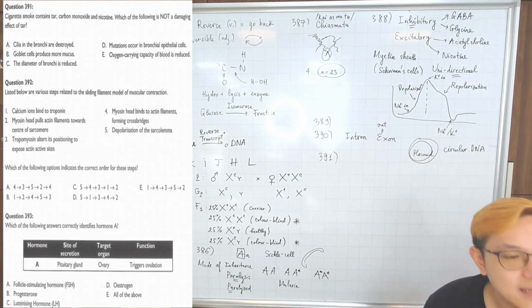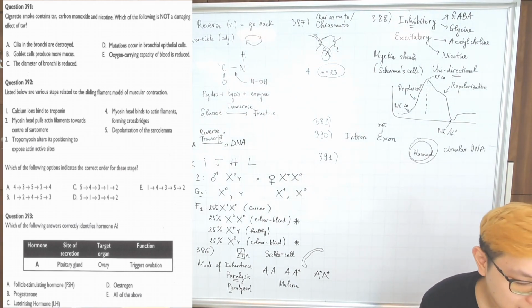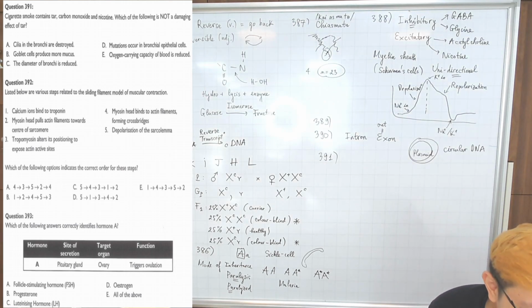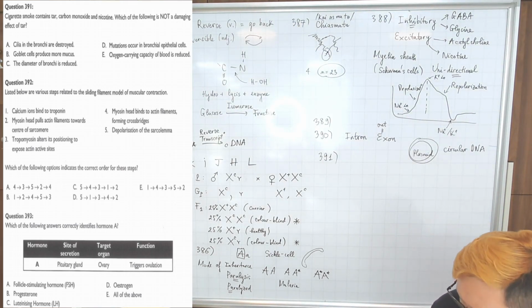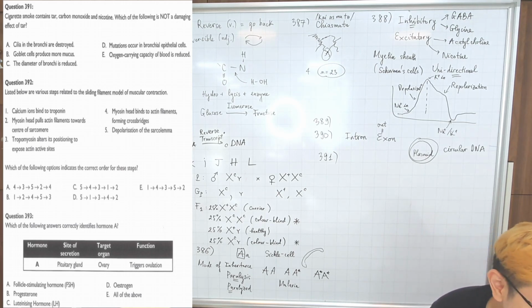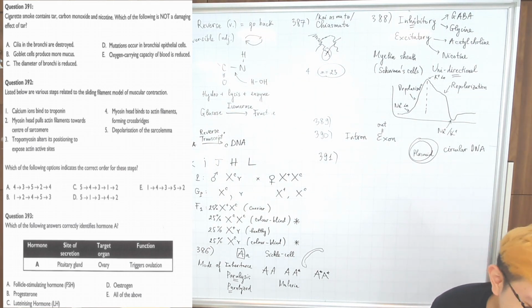A. Cilia in the bronchi are destroyed. Mấy cái lông ở trong phế quản nó bị tiêu diệt. I don't think there's any cilia there, right? Cái đó làm gì có cilia.